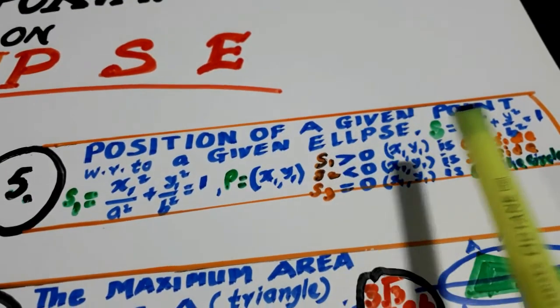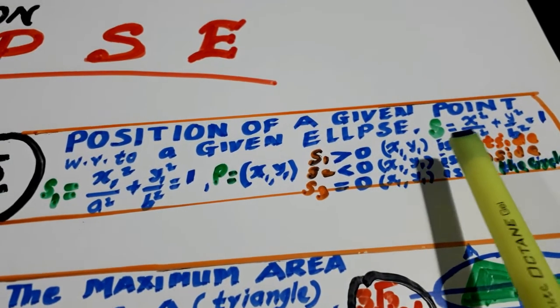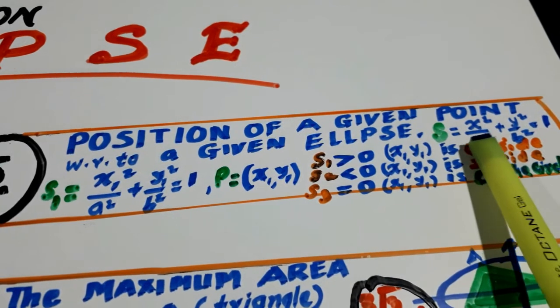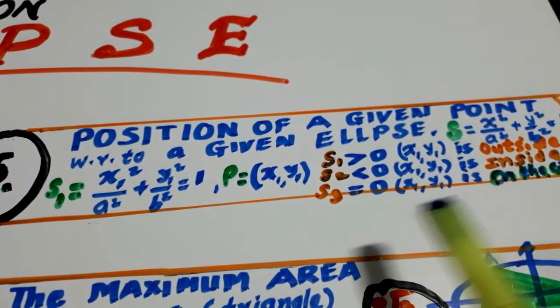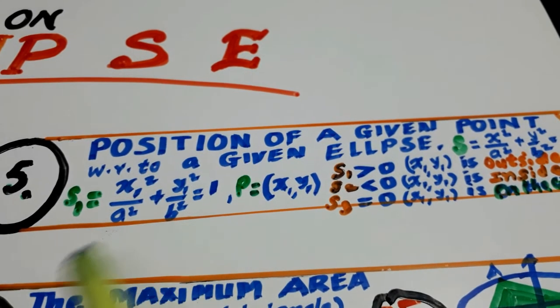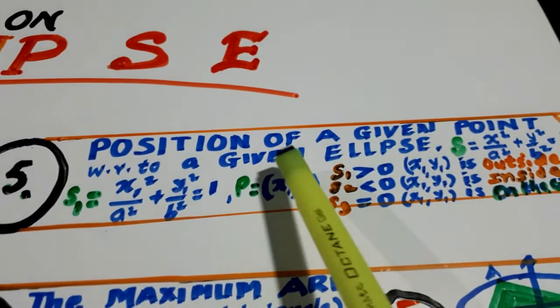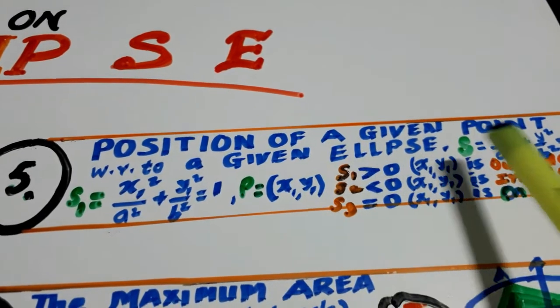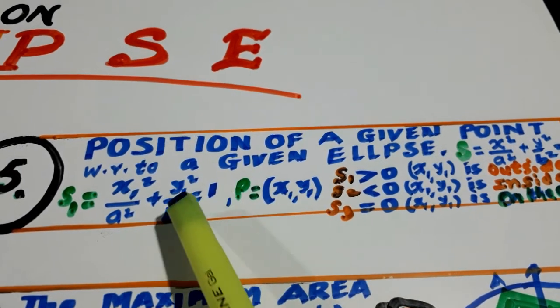Now let us go to the next concept. Position of a given point with respect to a given ellipse. This is the ellipse. S is equal to x square over a square plus y square over b square minus 1. And S1 is, we have already discussed, we have put the point here from whose position we want to know. So P is the point x1, y1. Just put it here.